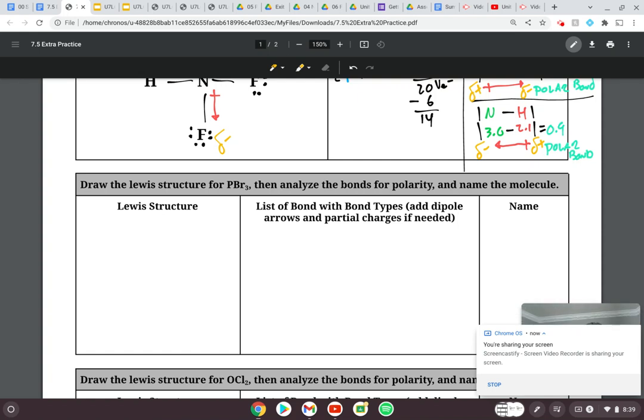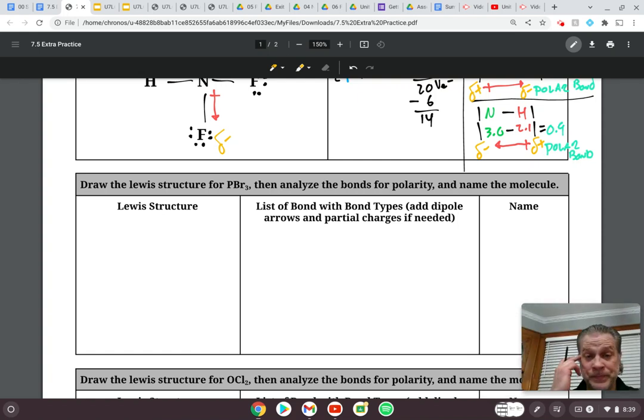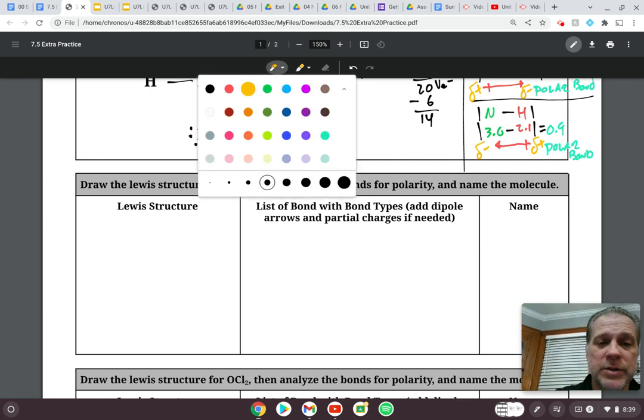So for problem number 3, we're looking at PBr3. We're going to draw the Lewis structure, list the bonds, add any dipole arrows and charges if needed, and then we're going to actually write the name for it. So we're going to start by figuring out how many electrons that we have.